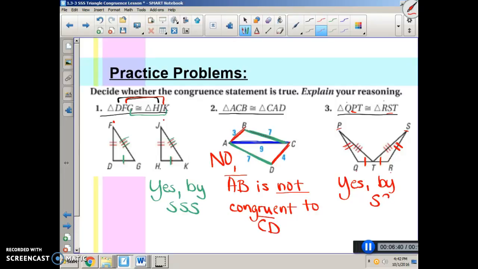Again, it's by SSS this time. All the sides are the same. Side-side-side congruence. It's a pretty great congruence statement. Okay? If you need to pause or rewind to listen to that stuff again, feel free to.